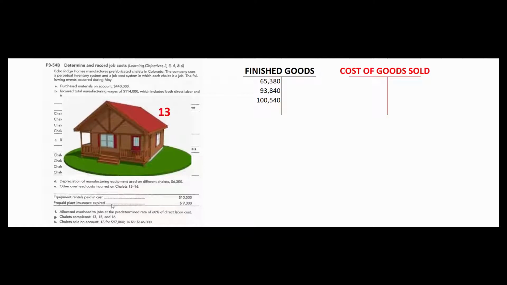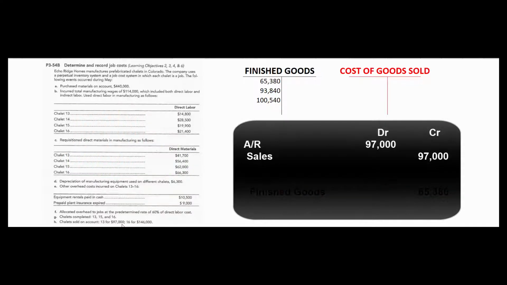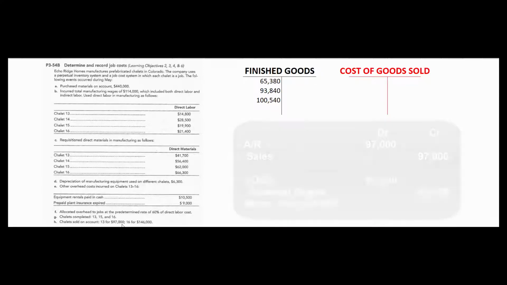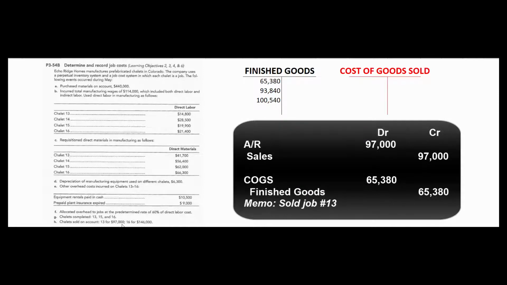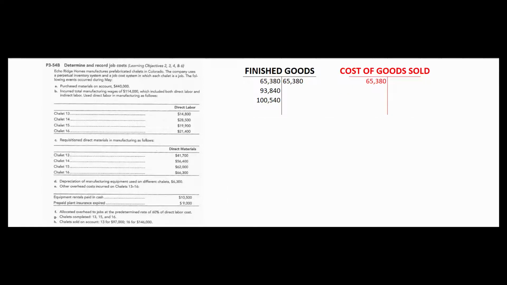All right, let's sell job number 13 for $97,000. Debit accounts receivable for $97,000. Credit sales. And let's take job number 13 out of finished goods and move it into cost of goods sold. So debit cost of goods sold for $65,380 and credit finished goods for $65,380. And just as we hoped, we sold it for $97,000. It only cost us $65,380, so we've got some gross profit.